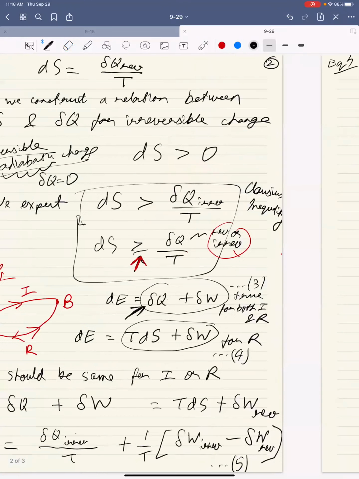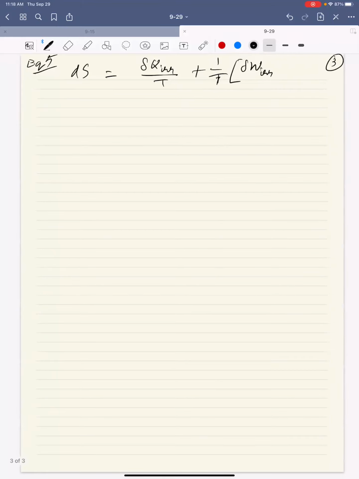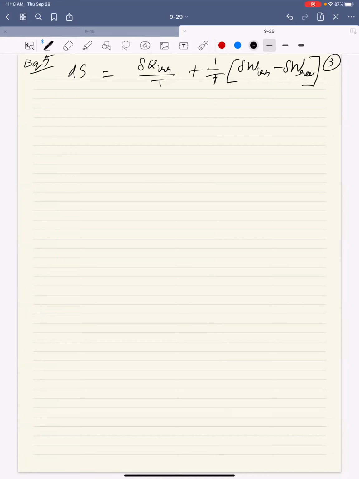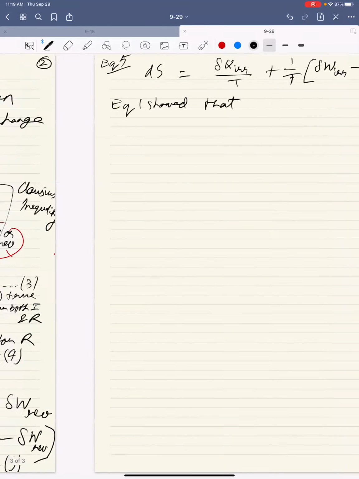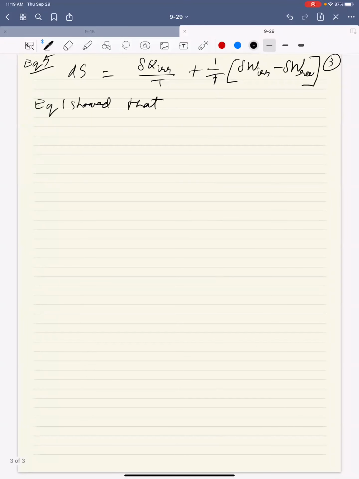And what does that tell us? So let me write down equation 5 once again. Equation 5 was dS is equal to delta Q irreversible by temperature plus 1 by temperature times delta W irreversible minus delta W reversible. And equation 1 showed that, what did equation 1 say? That minus delta W reversible is more than or equal to minus delta W irreversible, or delta W irreversible minus delta W reversible is more than or equal to 0, right?